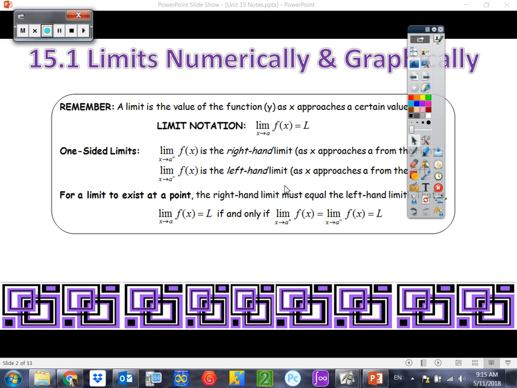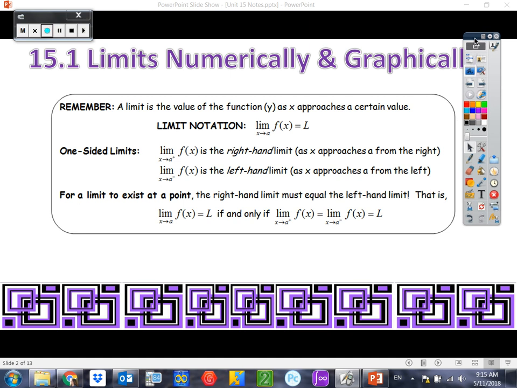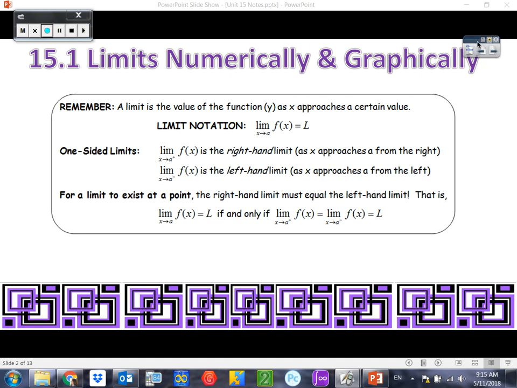All right, let's take a look at today's lesson. We are going to be looking at limits. We have talked about limits before, so we're going to talk some more about limits. There are really three main ways to find a limit. Today we're going to look at two of them, numerically and graphically, and then on Monday we'll look at algebraically.